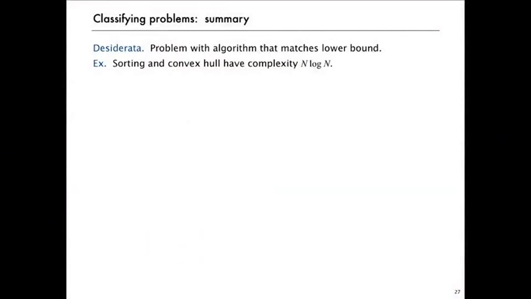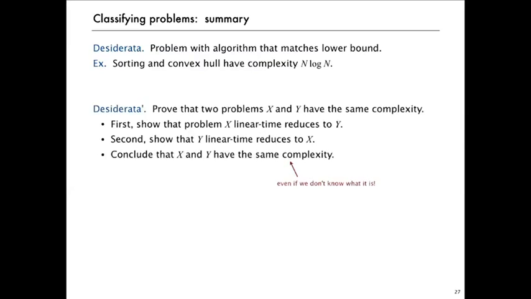Now, if we put the last two sections together, it gives us a way to start to think about how to classify problems according to their difficulty. Let's look at how that works. So what we're always looking for is a problem where the algorithm matches the lower bound. And so one way to do that is just to use reduction.